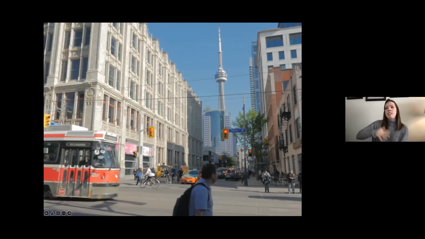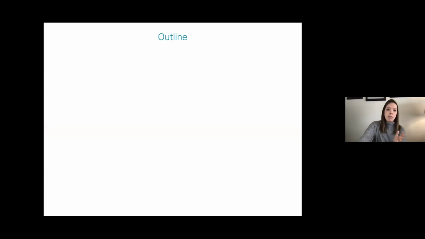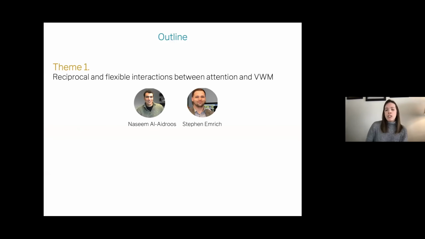So, like I said, my overarching goal is really to understand how our minds parse this complexity in our visual environments. And so today I'm going to talk to you about some of the specific progress I've made towards better understanding this. And I'm going to do it through two broad themes. So in the first theme, or the first half of my talk, I'm going to talk to you about how attention and visual working memory work together in this sort of reciprocal fashion. And they do so very flexibly, and much more flexibly than we once thought.